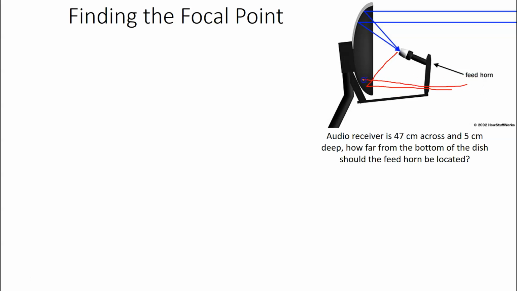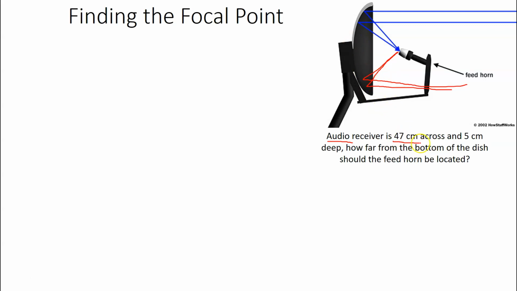Okay, so we've got to figure out where that should be. If we know the dimensions of this, then where should the focal point be? So the dimensions, this receiver here is 47 centimeters across. This is an audio one actually that I'm working with here. This would be like what you would see in an NFL football game. You might see a guy on the sidelines holding this contraption with a microphone on it so that you can hear people talking out on the field. That's what this one is.